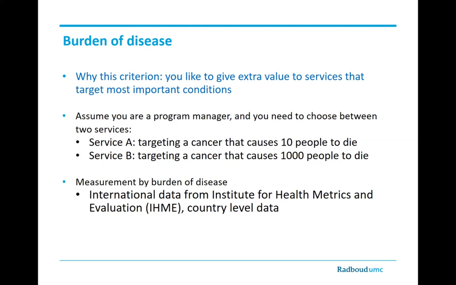Donald's really started to mention this, but service A is a cancer that causes 10 people to die, and service B is a cancer that causes 1,000 people to die. You might be targeting which is the one that has the greatest burden of disease in your population. And IHME has data for different countries in terms of what is the greatest burden of disease. Some countries have high traffic incidents, some countries have high HIV, some have high diarrhea. So you might want to prioritize based on burden of disease.